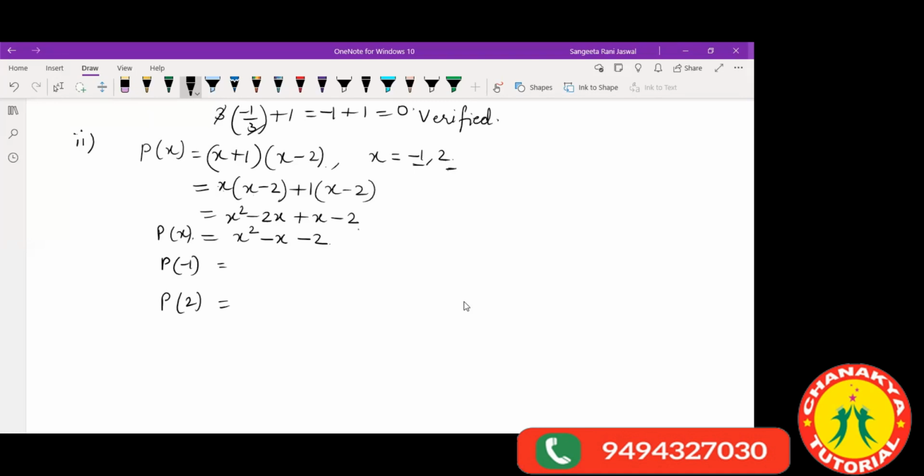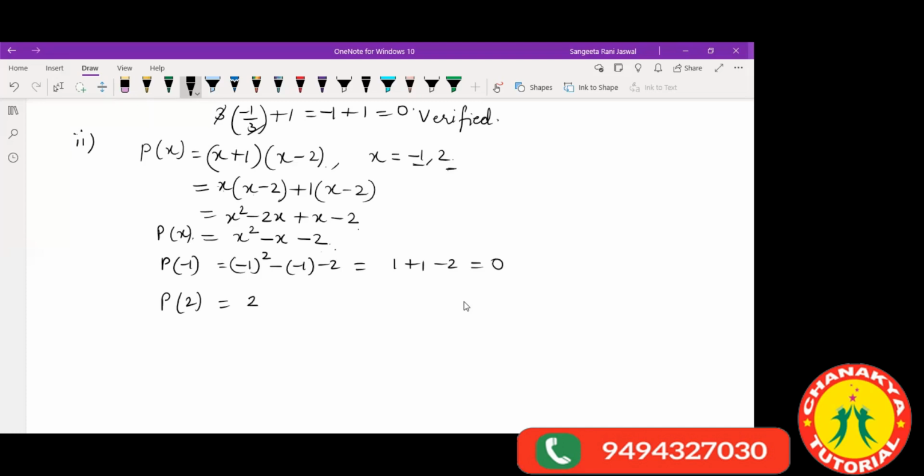Ma'am, in the first one, in which the zero of the polynomial is -1, it's false, whereas in the second one it's true. Okay, no worries. It can happen like that. So this becomes +1, then +1, then -2. So this is 2 minus 2, it's coming 0, beta. Ma'am, it's coming 0, no? I don't have to check it.